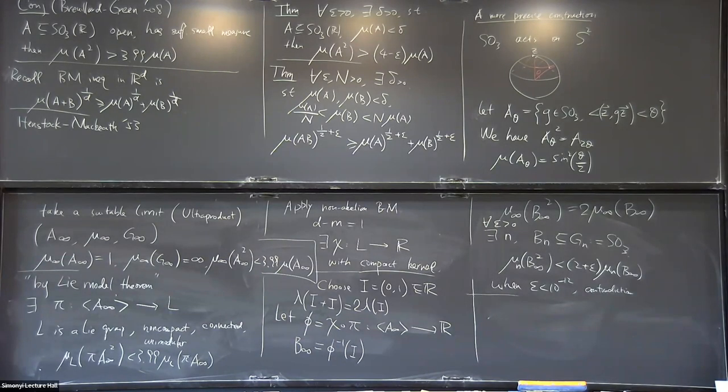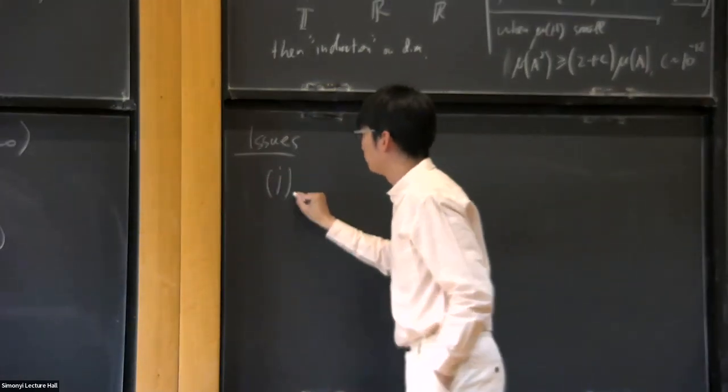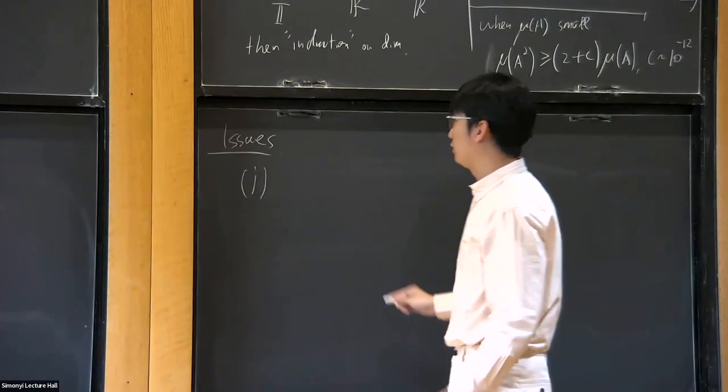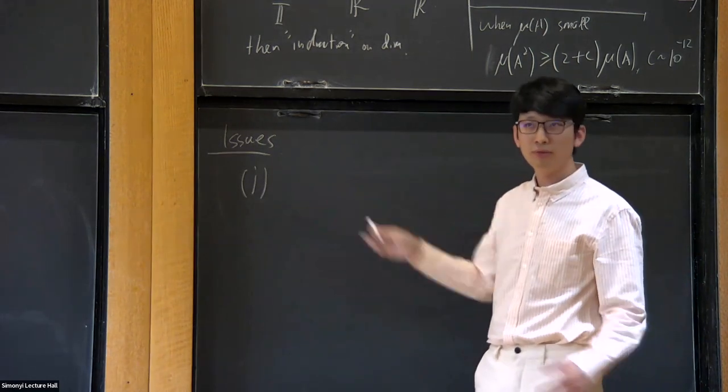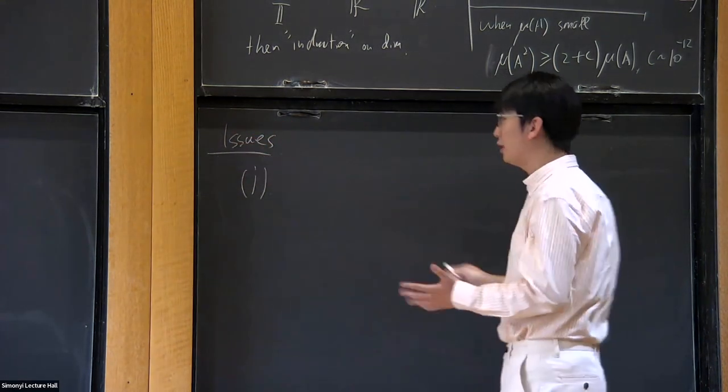So we have some issues. The first one: we need to have an approximate group. That's not difficult. By an old result of Tao, in a very classic paper, if you have small doubling, you can find an approximate group.